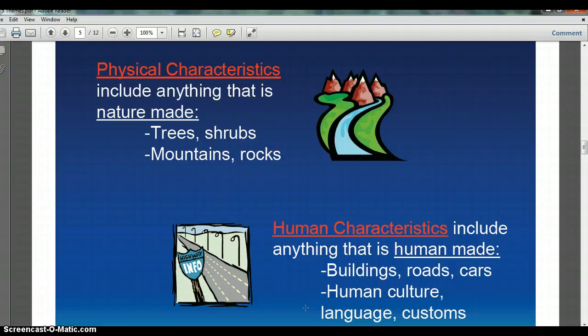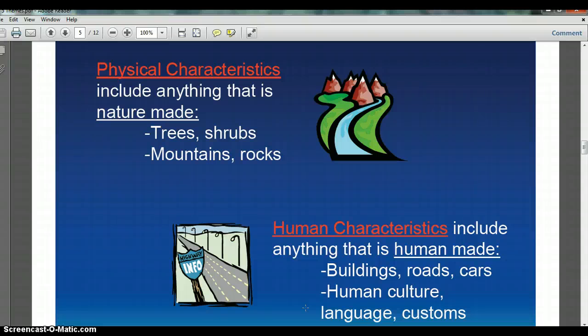Physical characteristics are anything nature made. Sometimes my students say, well, that would be paper. That's not exactly correct. Paper, you see, isn't natural. Paper doesn't grow on trees, or we don't dig up loose leaf notebook paper. Paper does come from trees, which is a natural resource, but the tree is a natural resource, not the paper.